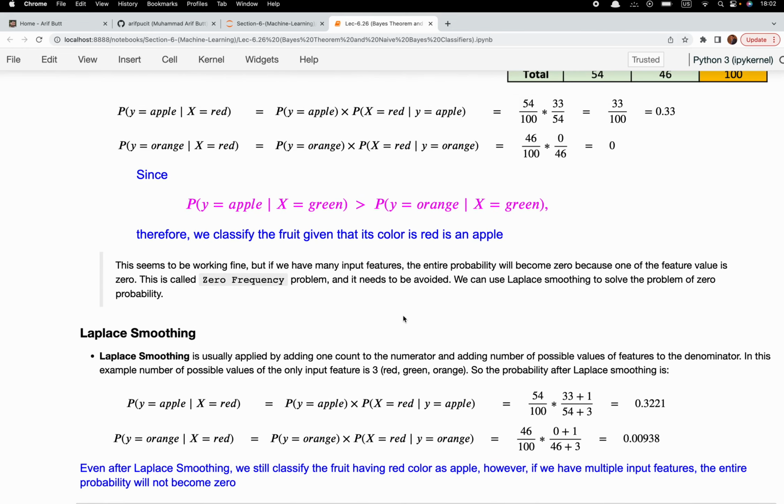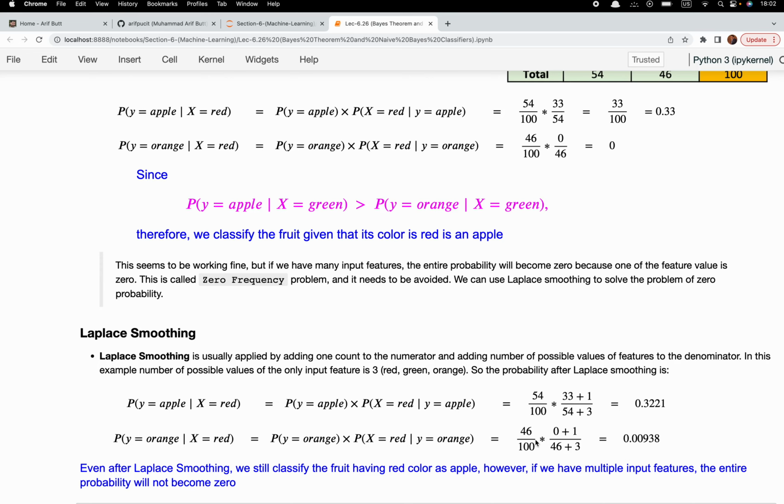It is applied by just adding a 1 count to the numerator and adding the possible values of the feature to the denominator. Here, since we have 3 values of the feature color, that is red, green and orange, we have added 3 in the denominator and 1 in the numerator, and this is shown over here. So even after applying Laplace smoothing, we still classify the fruit having red color as an apple. And note that we don't have a zero frequency, zero probability over here.